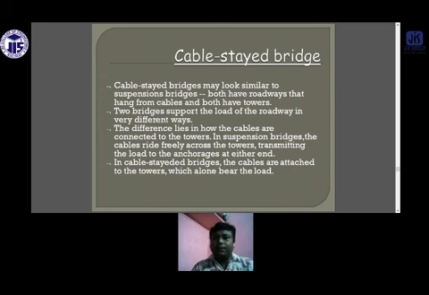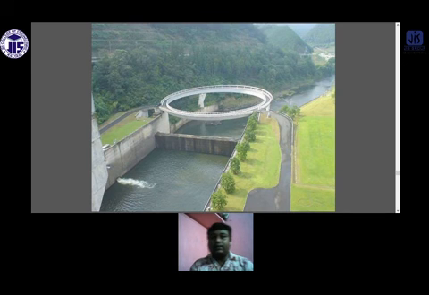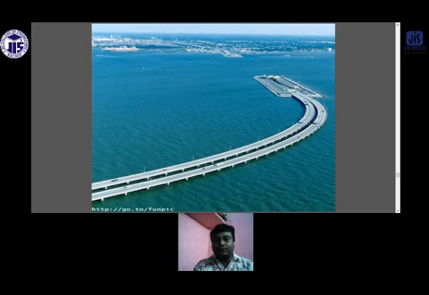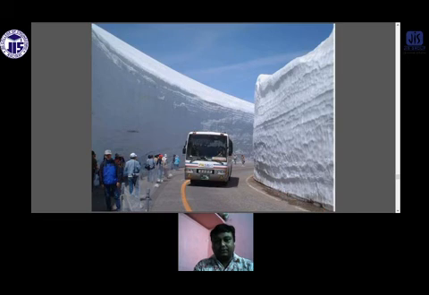Cable-stayed bridges may look similar to suspension bridges, and both have the roadway hanging from cables and both have towers. But the two bridges support the load of the roadway in very different ways. The difference lies in how the cables are connected to the tower. In suspension bridges, the cable rides freely across the tower, transmitting the load. So how does it look? These are typical examples of other types of bridges. This one is also a simple type, but it is an underwater bridge. This one is a bridge in between glaciers.